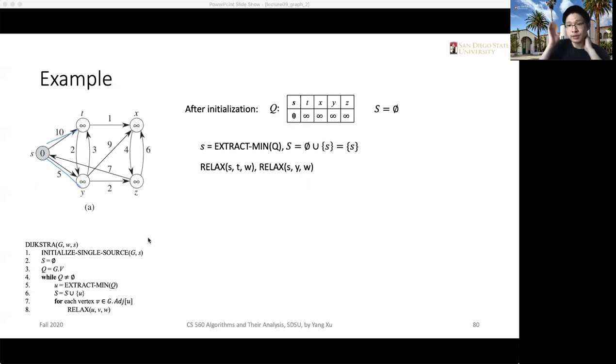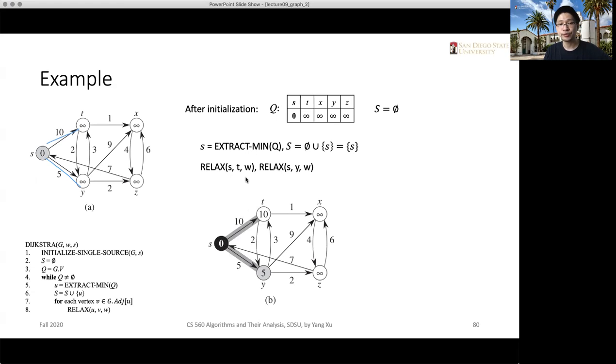And if we think of the relax procedure, relax is an if condition, right? It will compare the value of t with the value of s plus the edge weight from s to t, right? That's the operation that will be executed. So as a result of relaxing st and sy, the d value for t will be 10 now, and the d value for y will be 5 now. That is the result. And if we look at the minimum priority queue, the values for y and t are updated, and y is highlighted because it has the minimum value. So in the next iteration, y will be the element to be extracted.